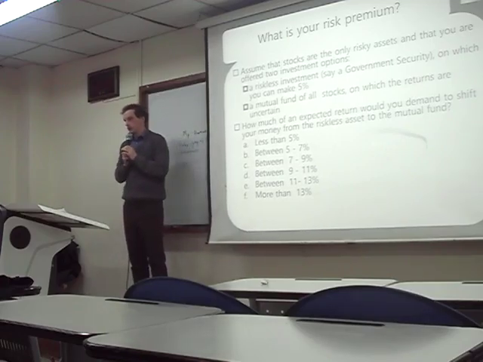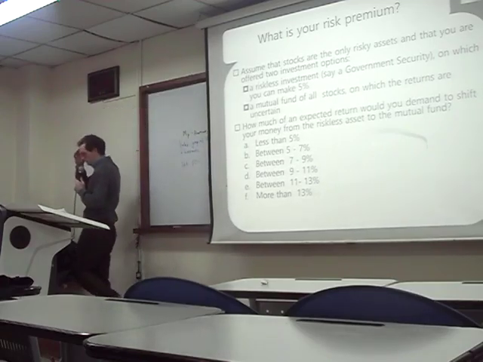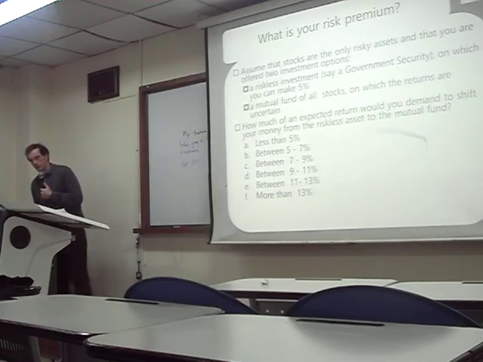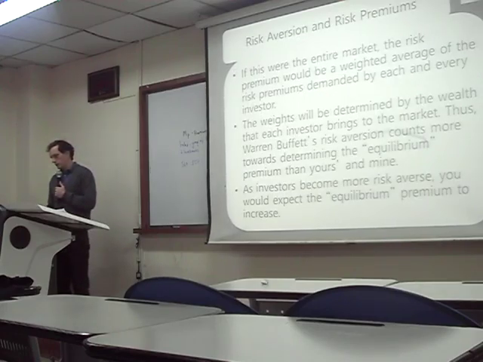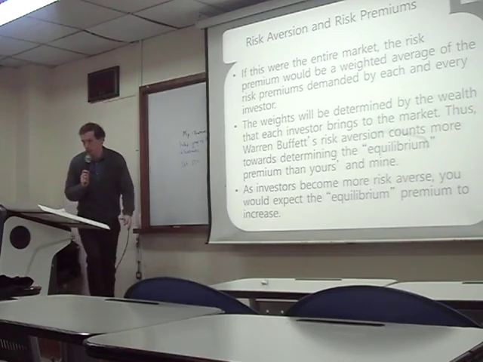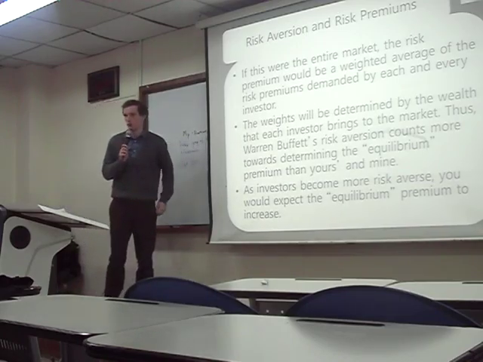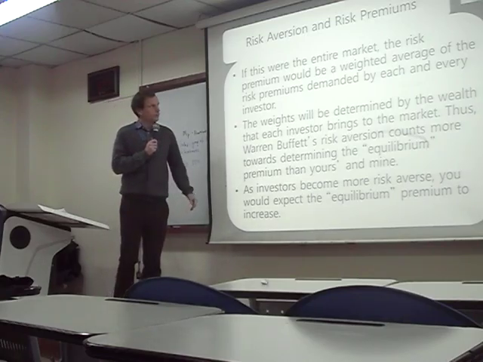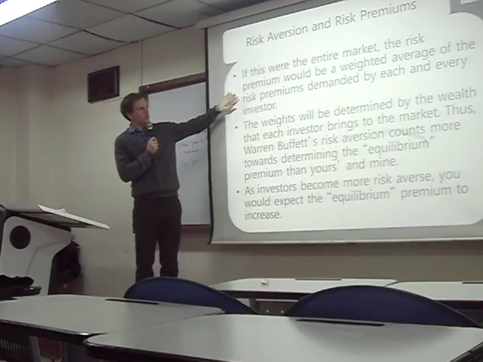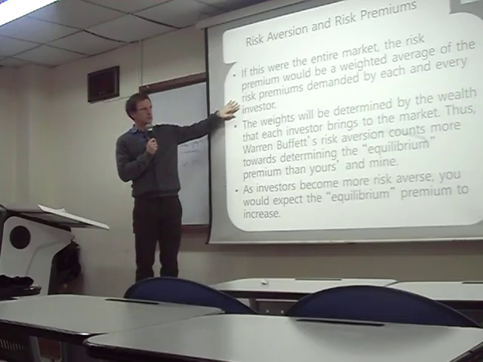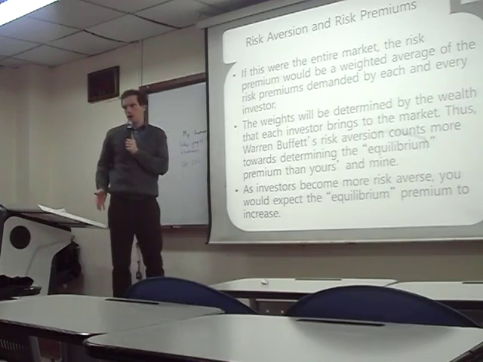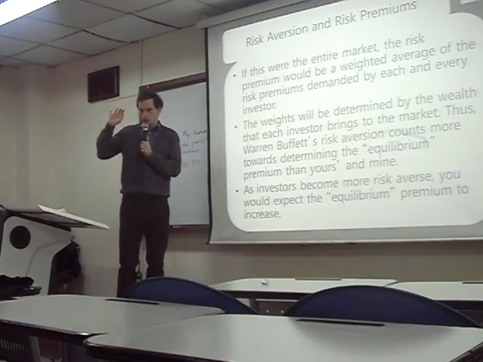Okay, A, less than 5% extra. Just one person. B, between 5 and 7%. Okay, just about six people. C, between 7 and 9%. More people, between 9 and 11%. Okay, so the most one is between 7 and 9%. So you need an extra 7 to 9%. That's your risk premium. Okay, everybody has their own idea.